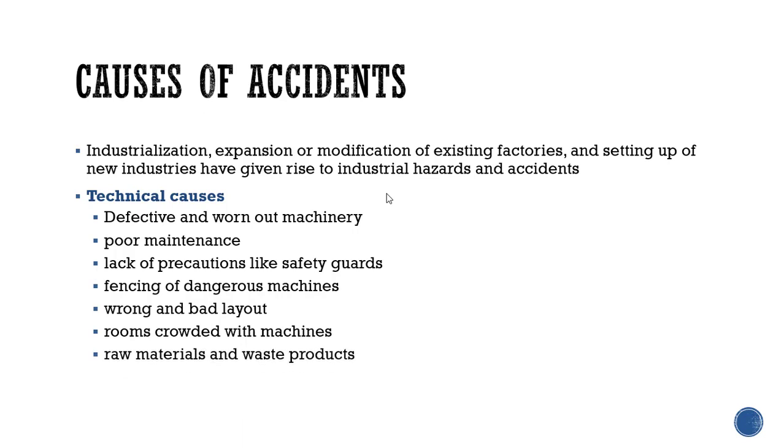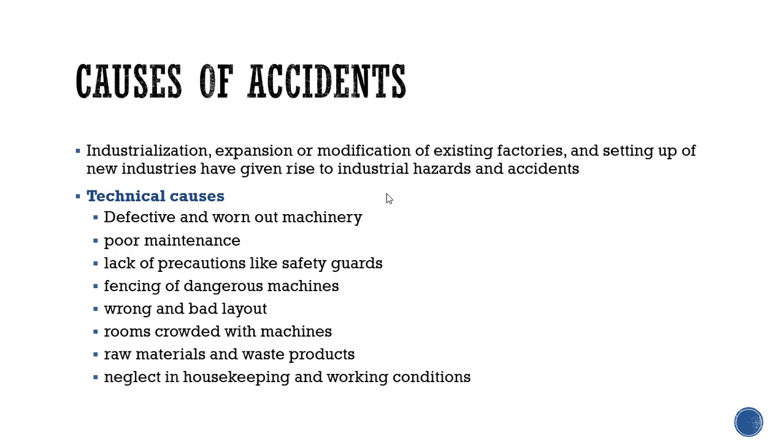Then raw materials and waste products. In some industries, if you happen to visit, raw materials and waste products are spilling all over the shop floor. There is no proper orderliness. They are not kept at separate places. So accidents may happen because of poor management of raw materials and waste products on the shop floor.